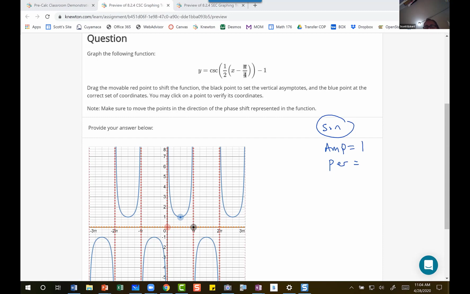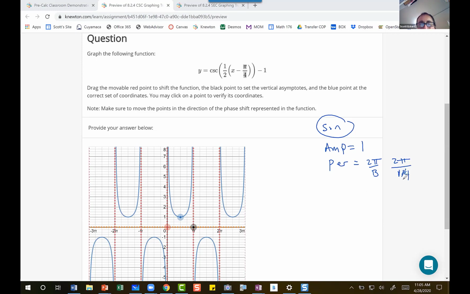Help me out here. What's the period? 5/4. 4 pi. 4 pi. Close. Yes, we got to be careful with these fractions. They're crazy. They can mess us up. It's 2 pi divided by 1 over 4.